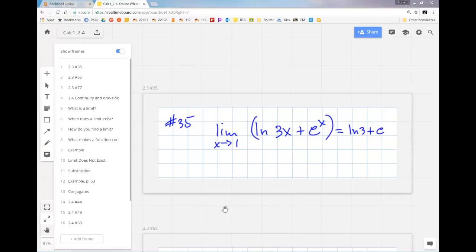I received several problem requests from email, so I'm going to try to add a few of those. This is just one that I had in there from the past. This is an easy one, right? Because all you have to do is substitute x equals 1. The natural log of 3 plus e to the 1 is just e, and you're all done. So substitution works fine there.